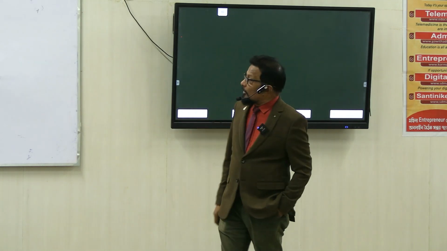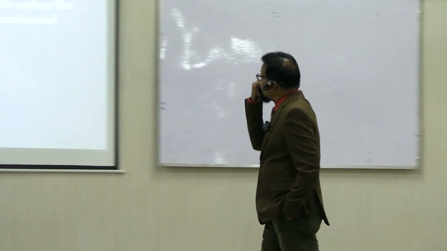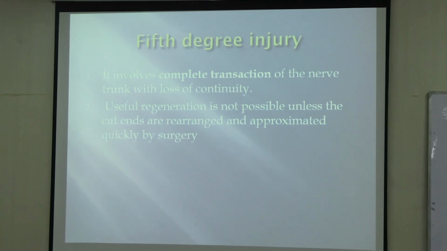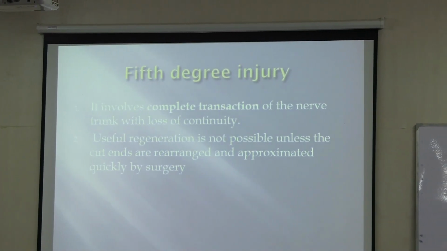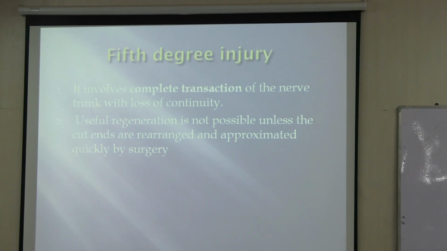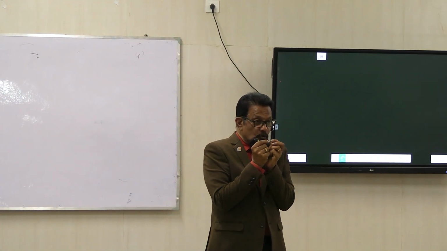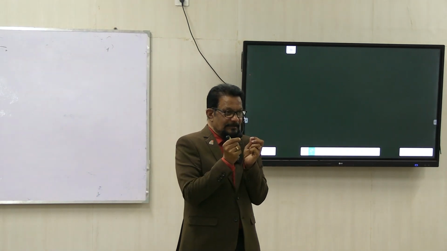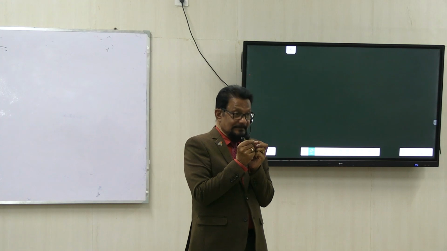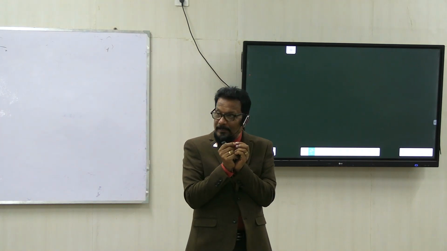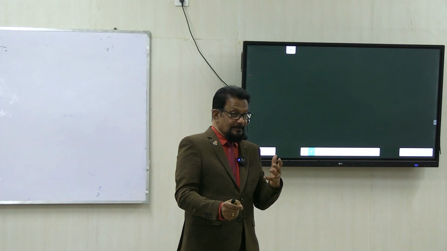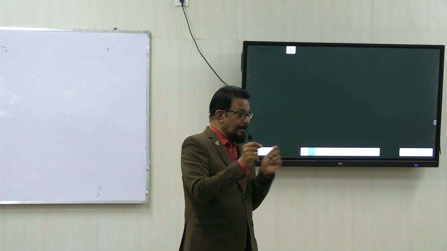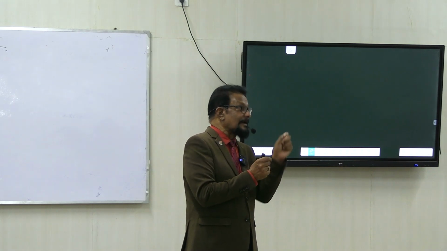And finally, the fifth degree injury involves complete transection of the nerve trunk with loss of continuity. So there will not be any continuity. Regeneration is possible if both ends lie within 3 millimeters. If it is more than 3 millimeters, then it may not be possible. The distal end should remain close to the proximal end. So in case of severe cut injury, accident, if these are far away, the surgeons bring them closer by surgery. So regeneration becomes possible.